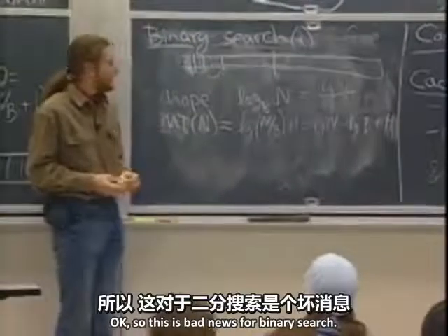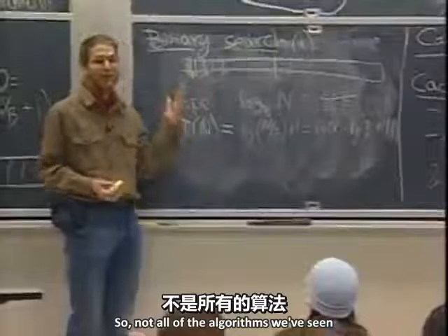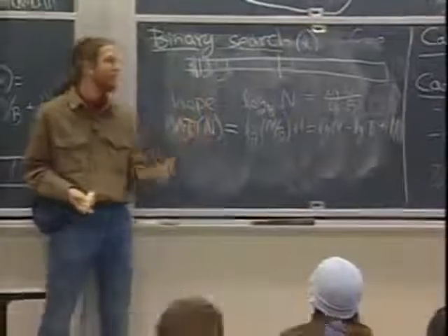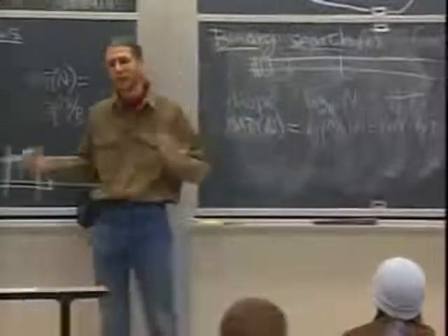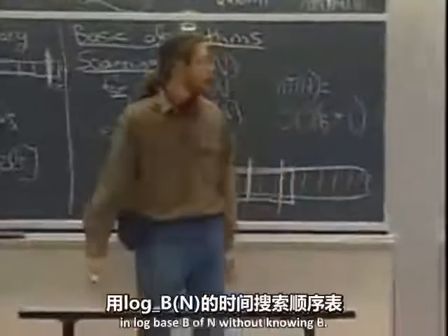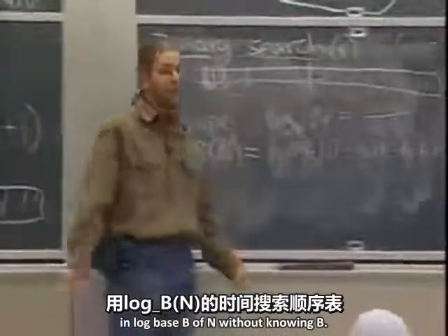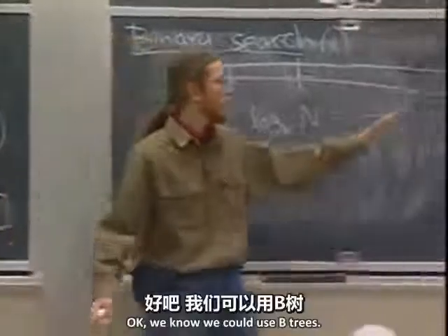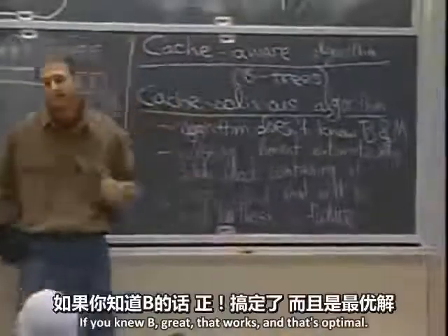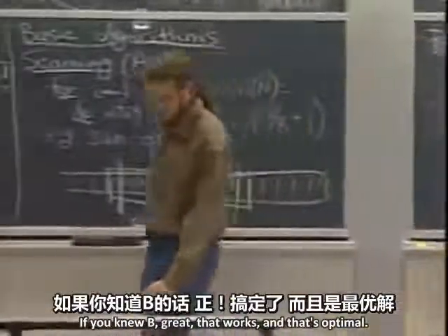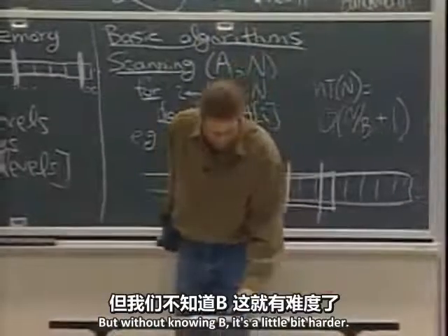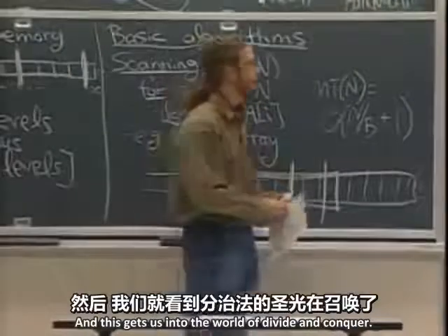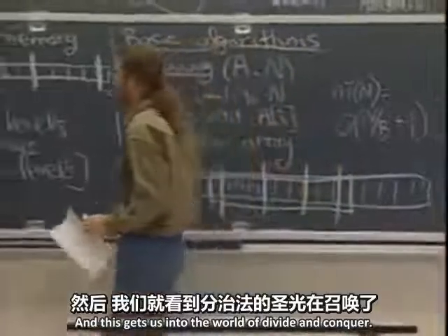Okay, so this is bad news for binary search. So not all of the algorithms we've seen are going to work well in this model. We need a lot more thinking before we can solve what is essentially the binary search problem, finding an element in a sorted list in log base B of n without knowing B. Okay, we know we could use B trees. If you knew B, great, that works. And that's optimal. But without knowing B, it's a little bit harder. And this gets us into the world of divide and conquer.